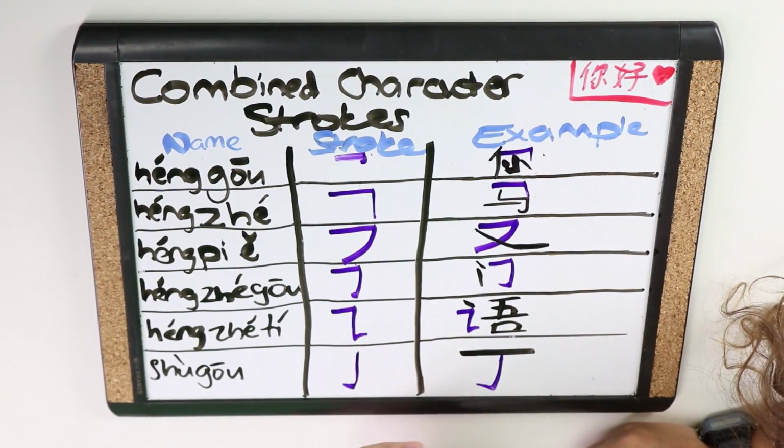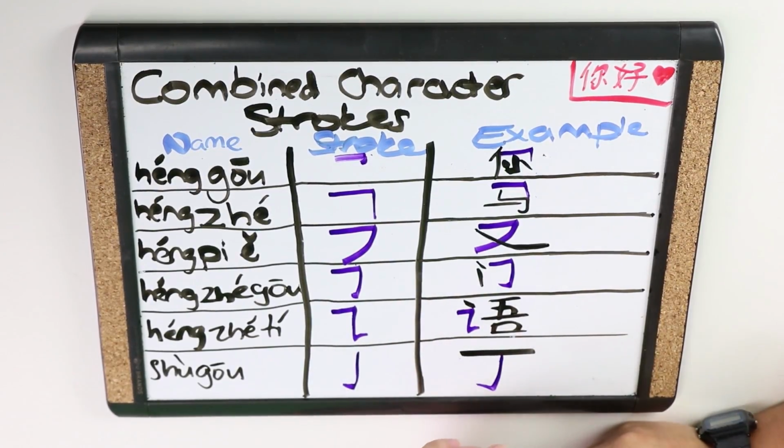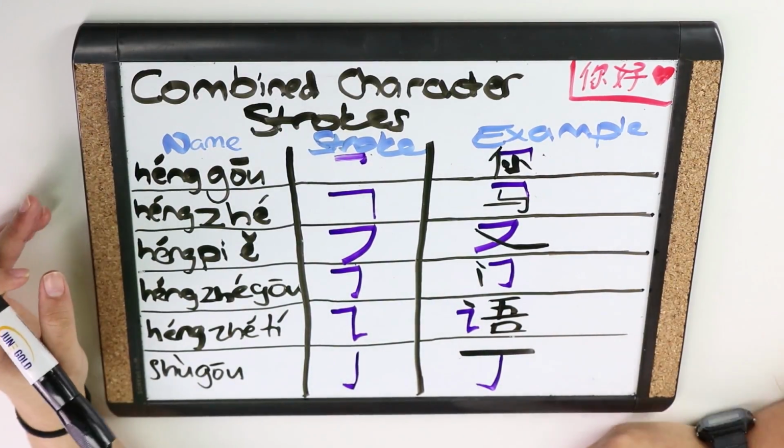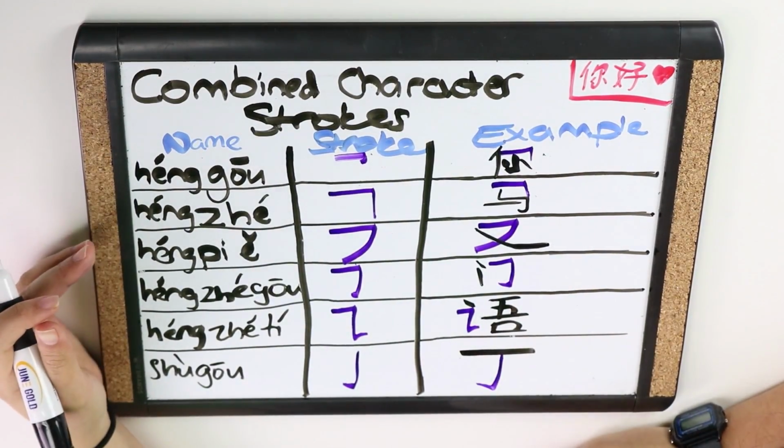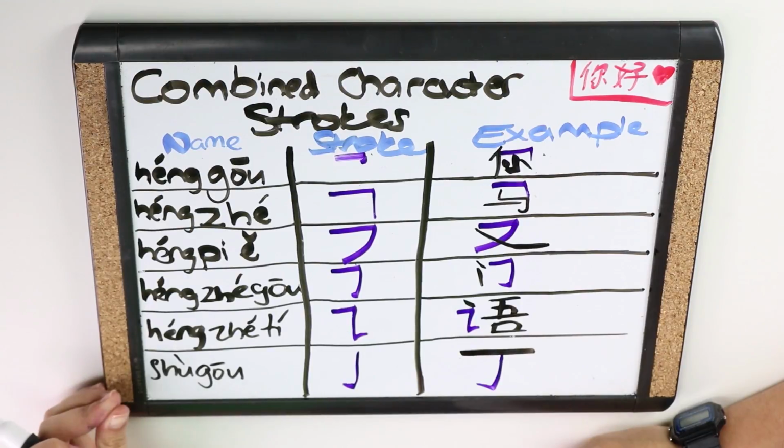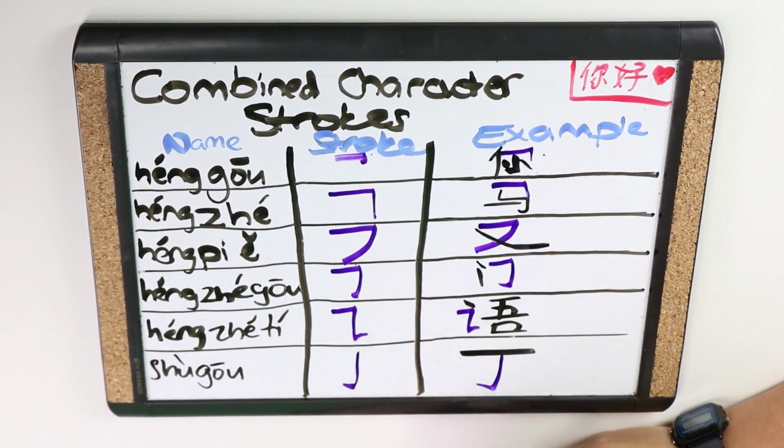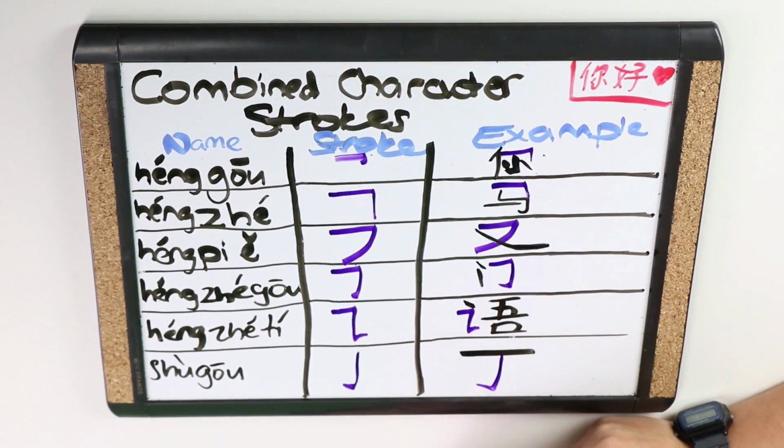Those are our combined character strokes, 6 of them. Now that we know more combined character strokes, let's go ahead to the stroke order on where to start on a character.